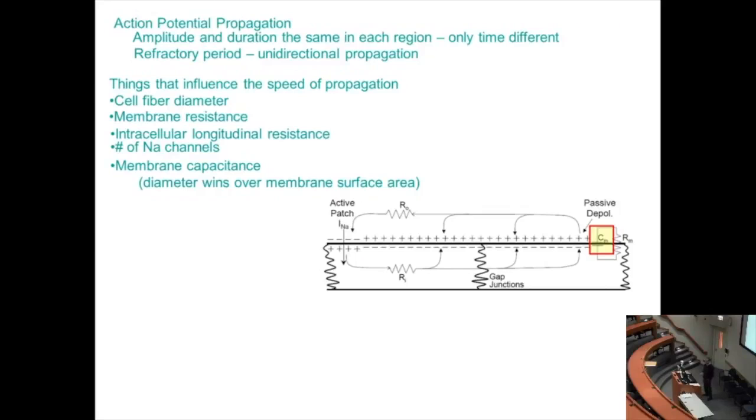And finally, the membrane capacitance, okay? The lower the capacitance, the faster the action potential propagation. The higher the capacitance, the slower the action potential propagation, which is why we still teach it, okay?